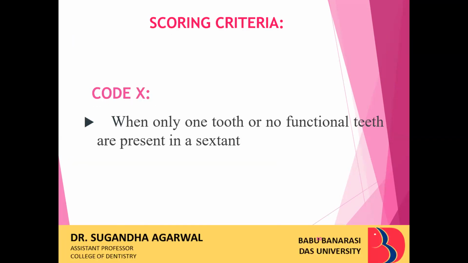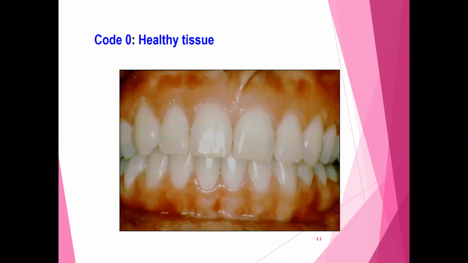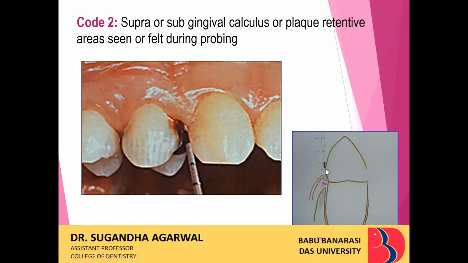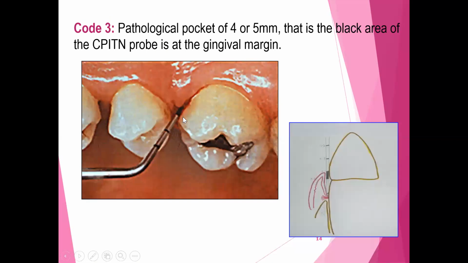Now coming to scoring criteria. Code X, when only one tooth or no functional teeth are present in a sextant. Code 0 is healthy tissue. This is the healthy tissue, that is the code 0. Code 1, bleeding observed during or after probing. This is the periodontal probe being used for the pocket measurement. Code 2, supra or subgingival calculus or plaque retentive area seen or felt during the probing.